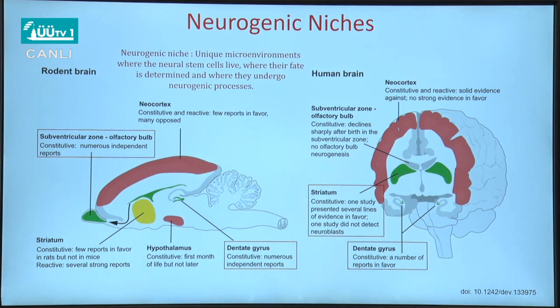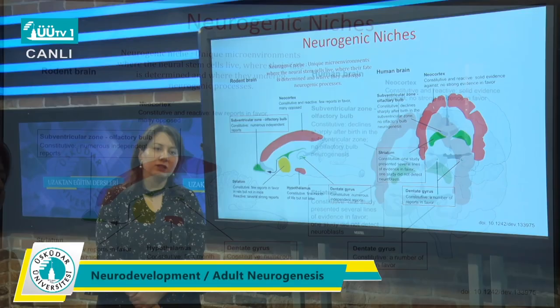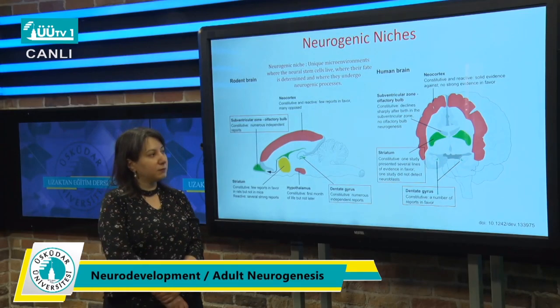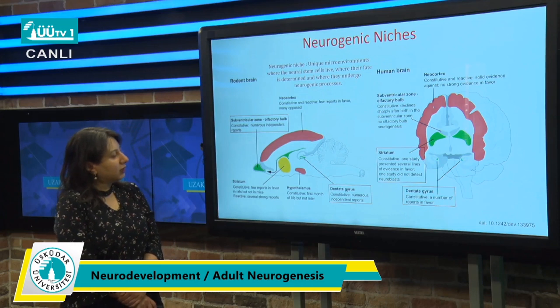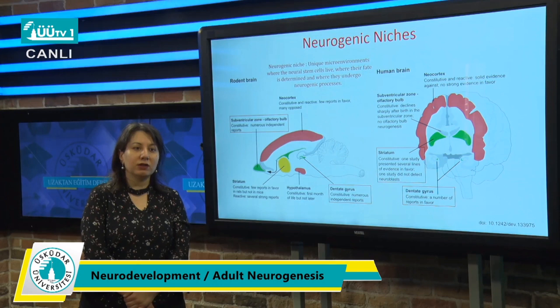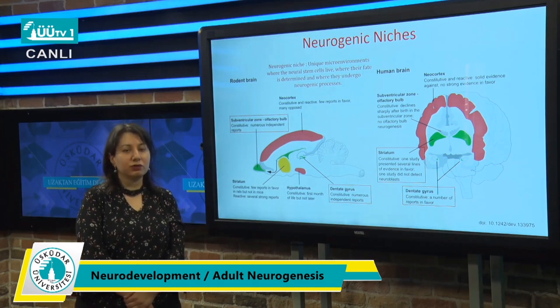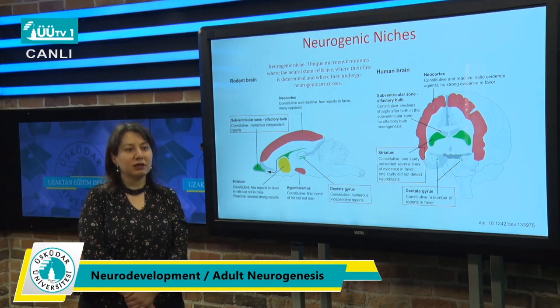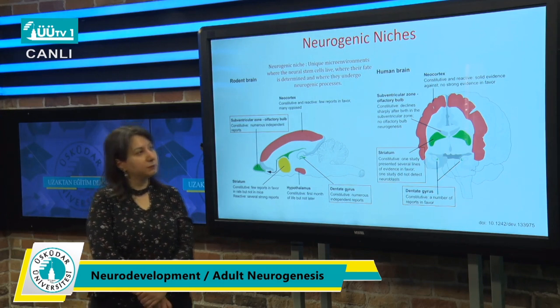Also, striatum is an interesting place as a neurogenic niche. In the rodents, we have few reports in favor of neurogenesis in the striatum. However, with humans, it seems to be compensating at least a little bit for the lack of subventricular zone neurogenesis. Also, we can talk about hypothalamus maybe, but hypothalamic neurogenesis is only observed in the very early postnatal months of the rodent brain, and it is not very pronounced in the human brain.